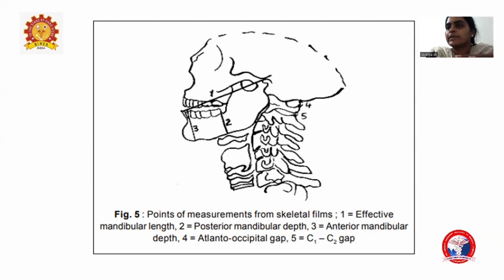These are the 5 points which can be measured in the lateral view. One is the effective mandibular length. 2 is the posterior mandibular depth. 3 is the anterior mandibular depth. 4 is the atlanto-occipital gap. 5 is the C1-C2 gap.